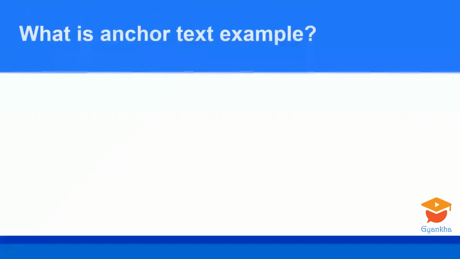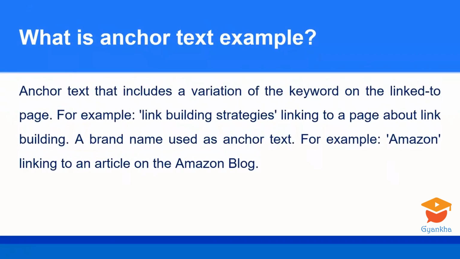What is an anchor text example? Anchor text that includes a variation of the keyword on the linked-to page. For example, link building strategies linking to a page about link building. Or a brand name used as anchor text. For example, Amazon linking to an article on the Amazon blog.